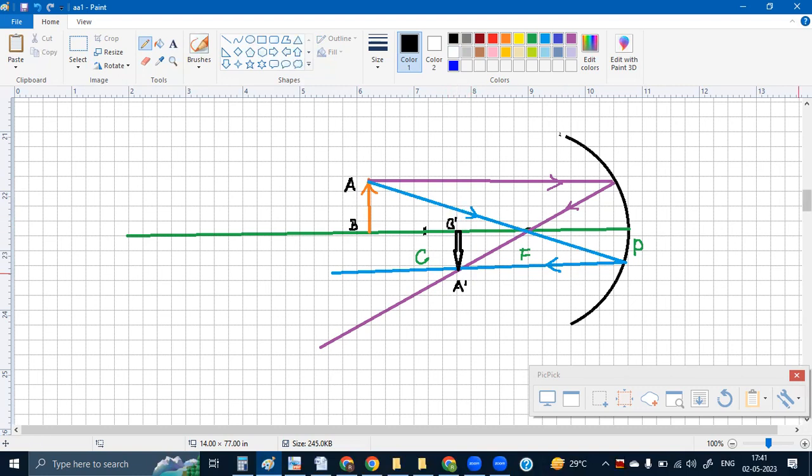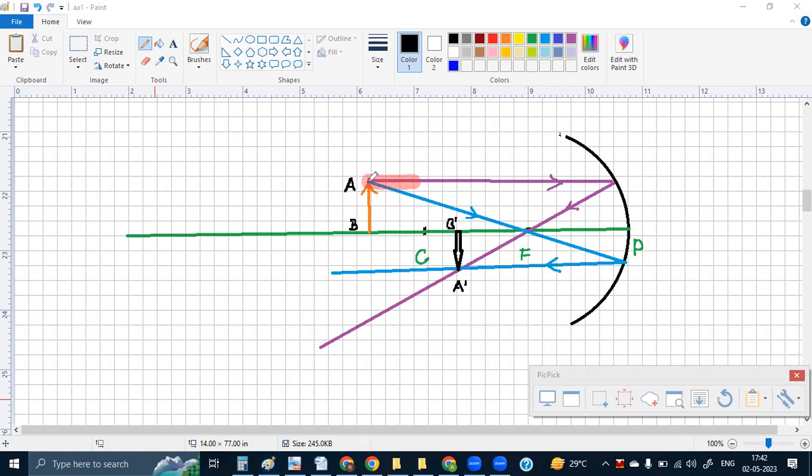I'll just tell you in short how these rays are traveling. The purple ray: the ray traveling parallel to the principal axis passes through the focus. This is the first ray that I have drawn. The second ray, the ray that is passing through the principal focus, after reflection becomes parallel to the principal axis. The point at which the reflected rays, the purple ray and the blue ray, meet is the position of the image.